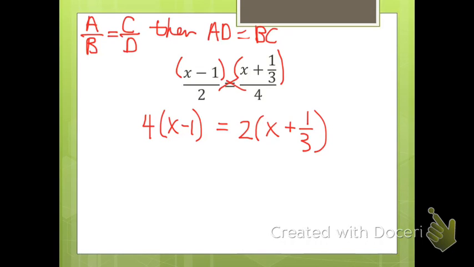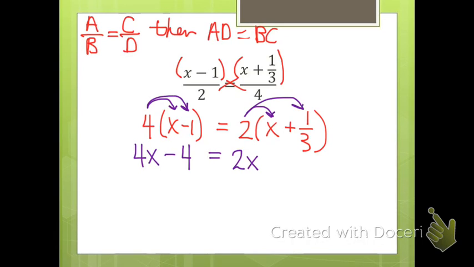So if I distribute the 4 into this, I'm going to get 4x, just 4 times x, minus 4 times 1 is equal to 2x. So I'm going to multiply the 2 into this: 2x plus 2 thirds.